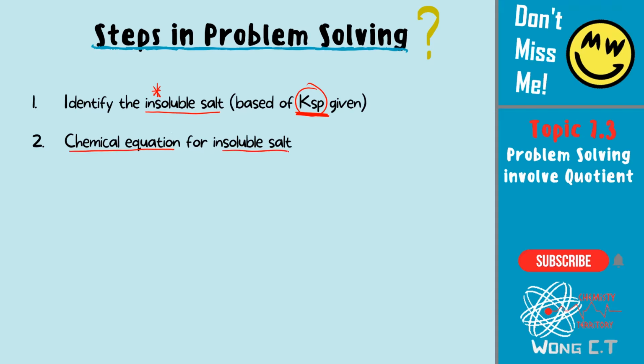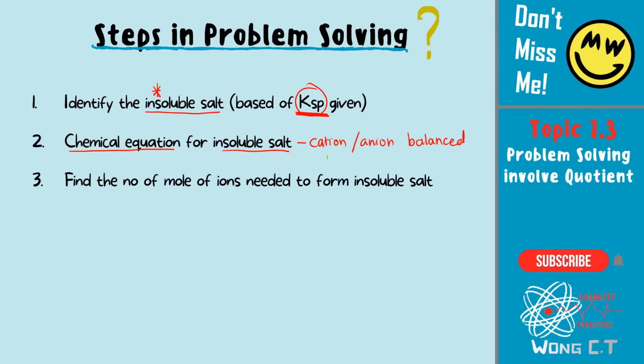Alright? And whenever you have the insoluble salt identified, guys, the next thing is definitely the chemical equation for the insoluble salt. Make sure your cation and your anion are correct and also balanced. Okay? Please make sure your equation is balanced. Whenever we are writing an equation, the equation must be balanced.